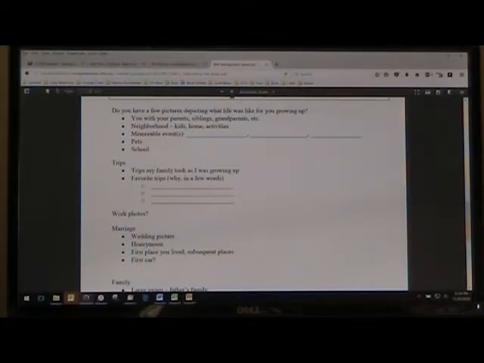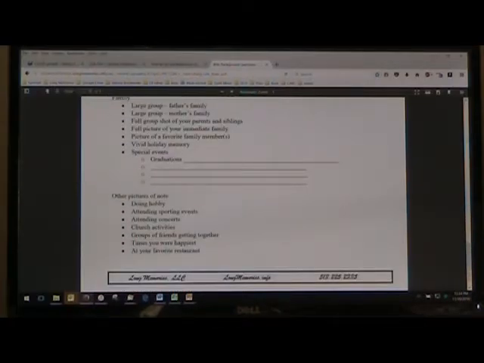You may want to have, if you've been married, photos of your wedding and honeymoon, first place you lived, any number of things along those lines. And then for your family, you might want a large group picture of several groups, your mother's family, father's family, your nuclear family, and so on. Other pictures can be any number of things, whether it's hobby, concerts, sporting events, group of friends that you have getting together, and so on.